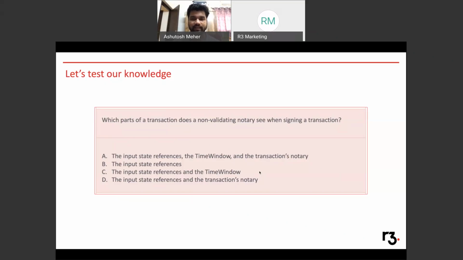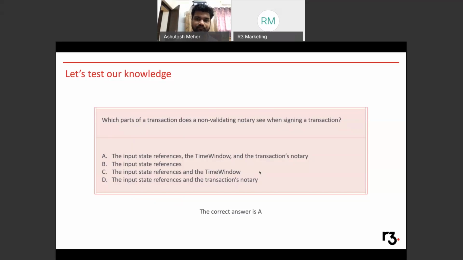So what exactly is the answer? The answer is A, obviously. It needs the input references, not the inputs, but the references, to look at the chain and understand whether it's a case of double spend or not. And then you have a time window, which I just explained. The notary needs to see the time window to understand whether it should notarize or not. It won't be able to notarize if there is a time window and it doesn't see it. And then obviously the transaction's notary: whenever it receives a transaction, it needs to make sure that it is the actual notary prescribed in the transaction, so that it goes forward and notarizes the transaction.